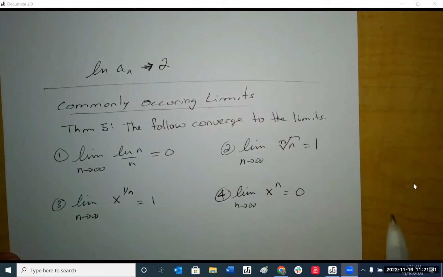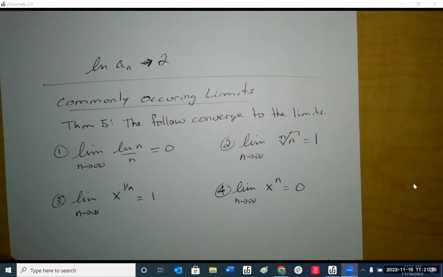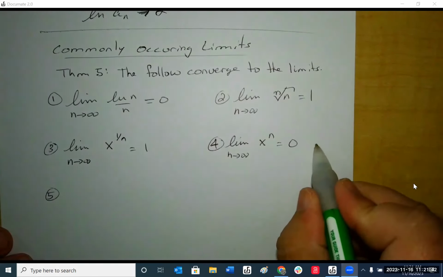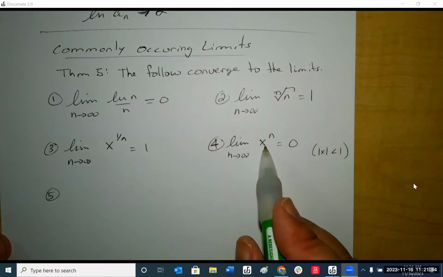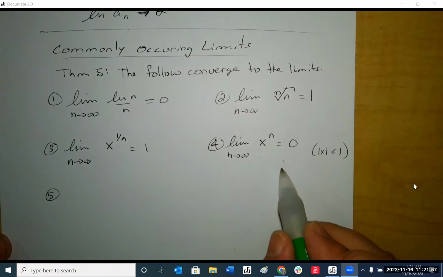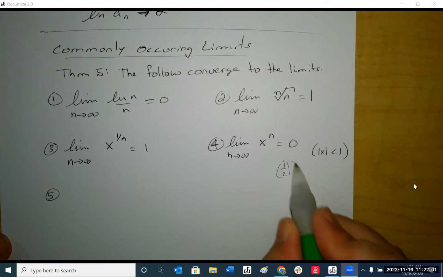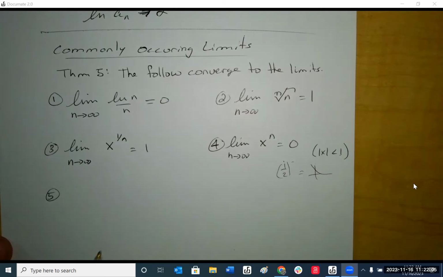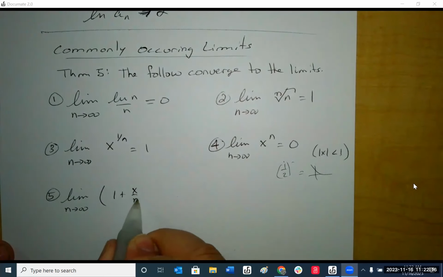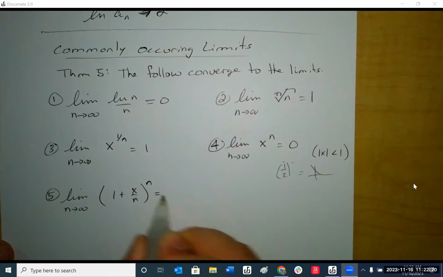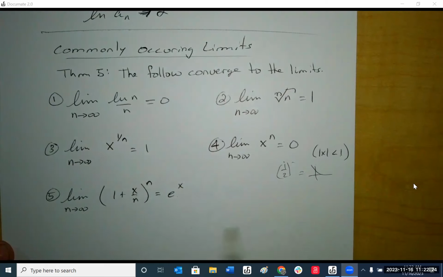x to the power n goes to 0, as long as the absolute value of x is less than 1. In other words, it means x is a fraction. If it's a fraction, like 1 over 2, the exponential function graph looks like this, so it's a decreasing function. It goes to 0. The limit as n approaches infinity of 1 plus x over n to the power n is e to the power x for any x.